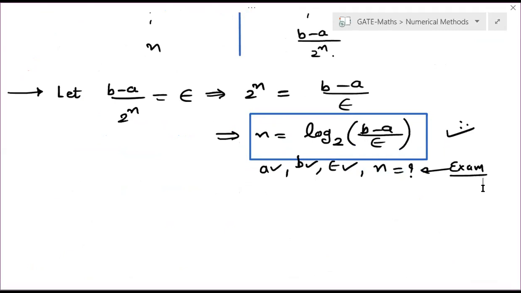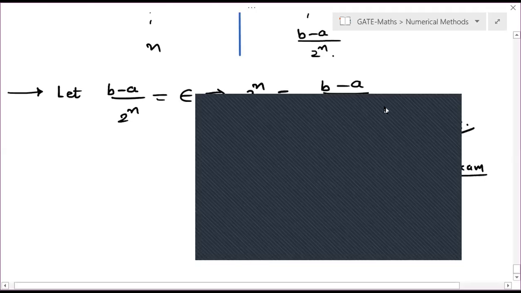Any doubt till here? Sir, that is log base 2, right? Yes, this is log base 2 and you can find its value from your GATE virtual calculator. Okay, sure.